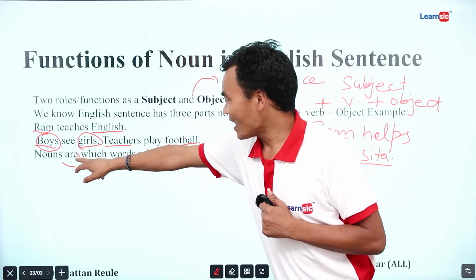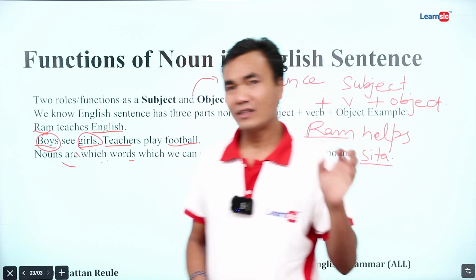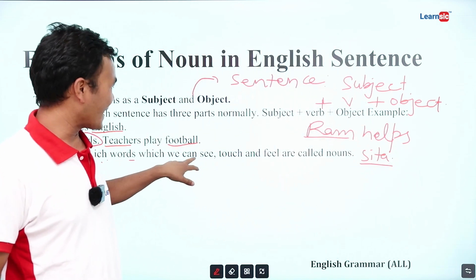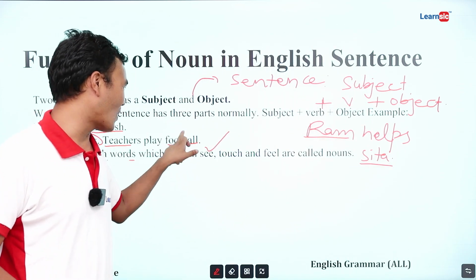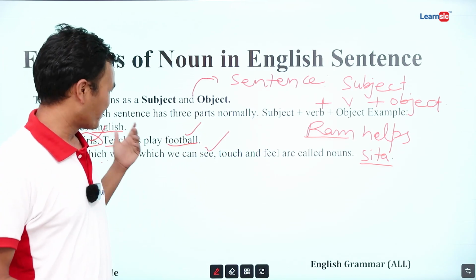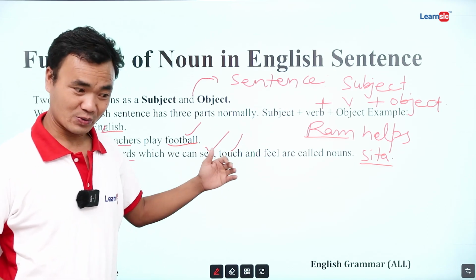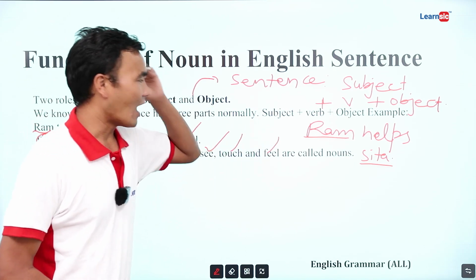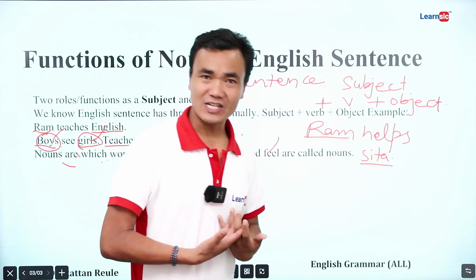So nouns are the words which we can see. We can see football, we can see girls, we can see boys. We can touch, right? And we can feel. These are called nouns in English grammar.